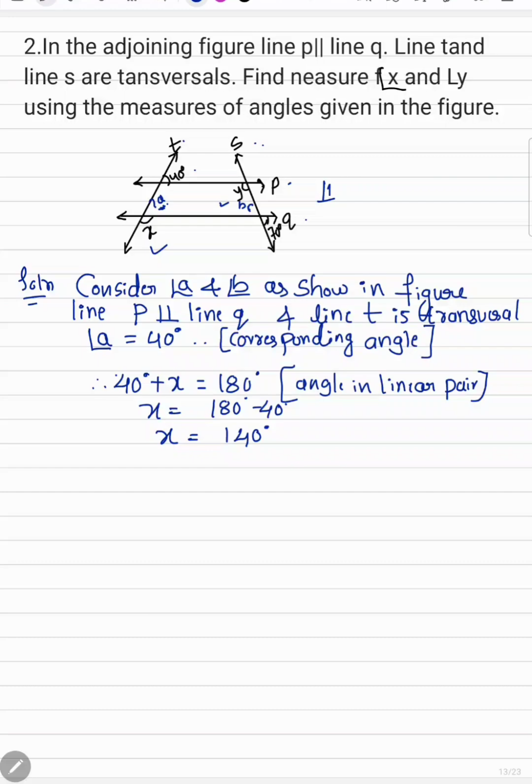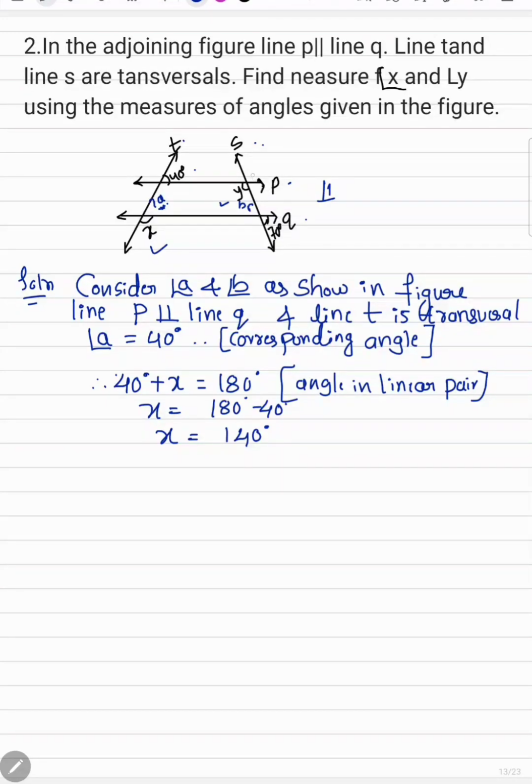Then we find the y value. Here A is also 40 degrees. Then y is the corresponding angle. Y, the corresponding angle, is also B.